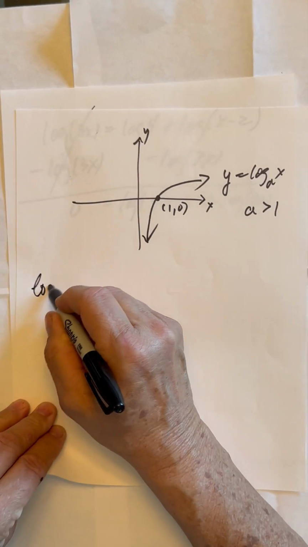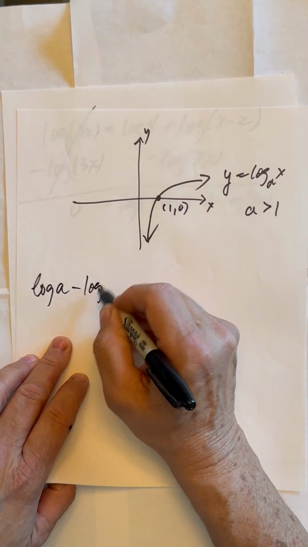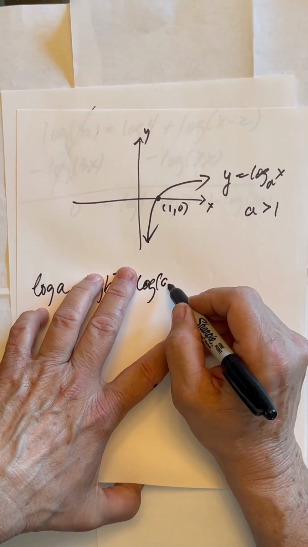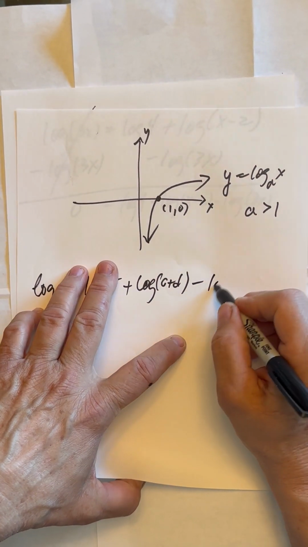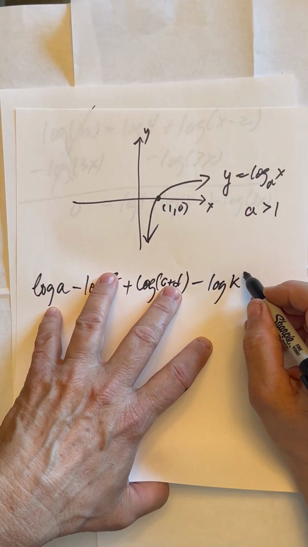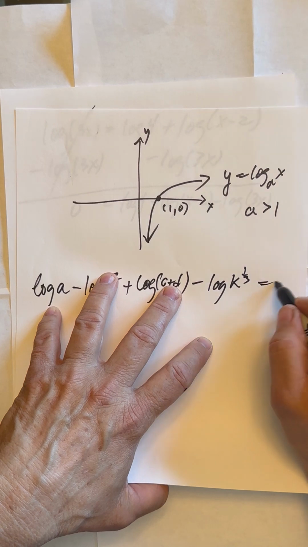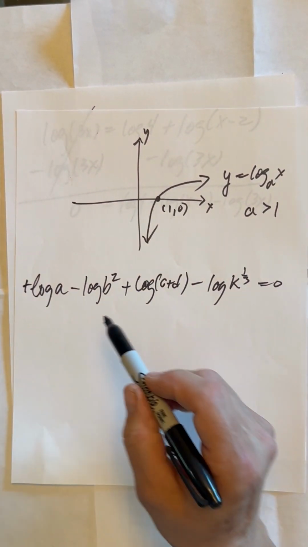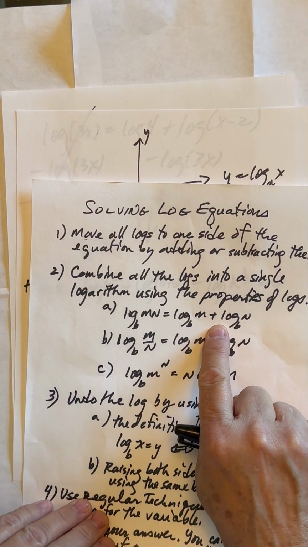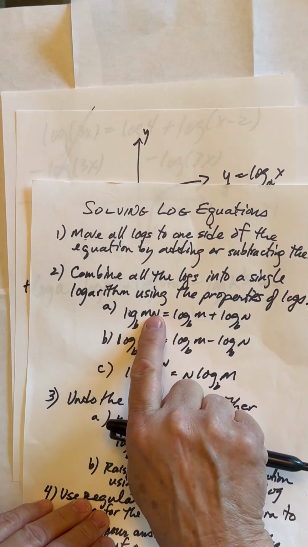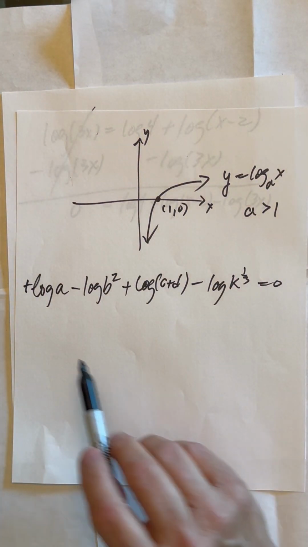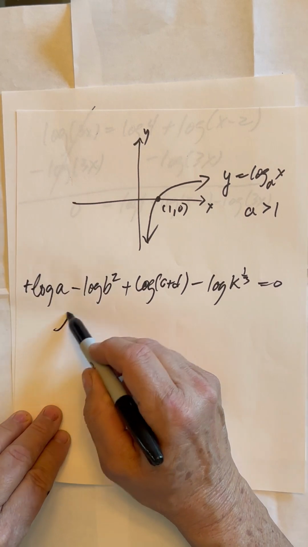Let's say I had log a minus log b squared plus log of c plus d minus log k to the 1/3 power equals 0. All I care about is whether there's a plus sign in front of the log or a minus sign in front of the log. Because if there's a plus sign, then whatever you're taking the log of goes in the numerator. If there's a minus sign, whatever you're taking the log of goes in the denominator. So I'm just going to put all these real quickly into one log.